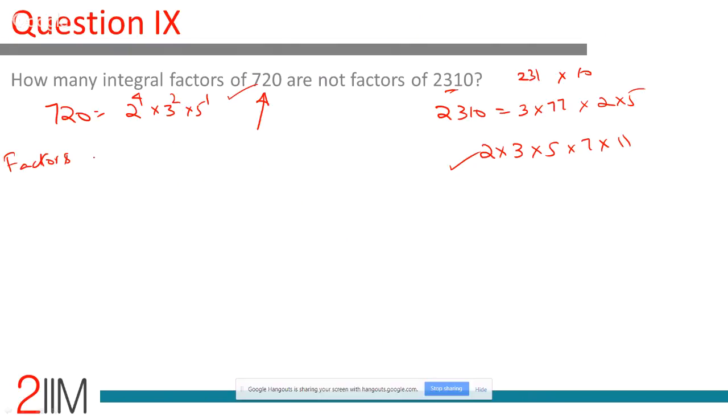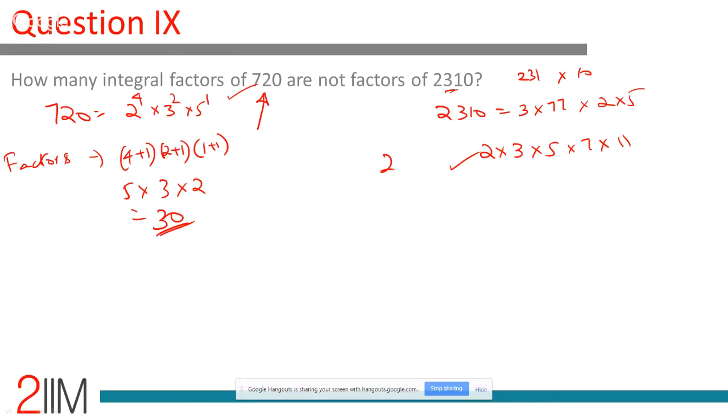You should know this formula, you should know why this formula works. It's 4 plus 1 into 2 plus 1 into 1 plus 1. 5 into 3 into 2, so it's 30. Our answer is less than 30. 720 has only 30 factors. From this, we are going to remove numbers that are factors of 2310 also. We're going to remove numbers that are factors of 720 and 2310. We're going to remove all common factors.